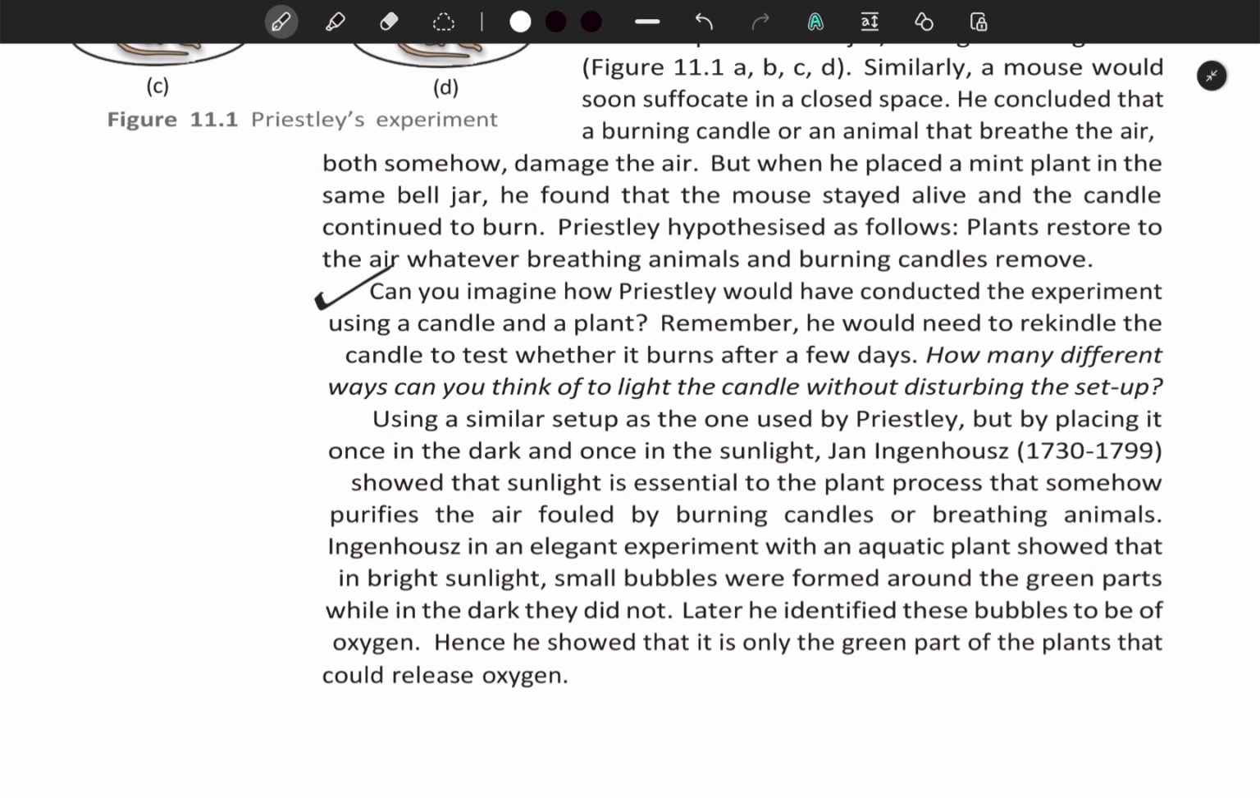Using a similar setup to the one used by Priestley, but placing it once in the dark and once in the sunlight, Jan Ingenhousz (1730 to 1799) showed that sunlight is essential to the plant process that somehow purifies the air fouled by burning candles or breathing animals. Ingenhousz, in an elegant experiment with an aquatic plant, showed that in bright sunlight, small bubbles were formed around the green parts, while in the dark they did not. Later, he identified these bubbles to be of oxygen. Hence, he showed that it is only the green part of the plants that could release oxygen.